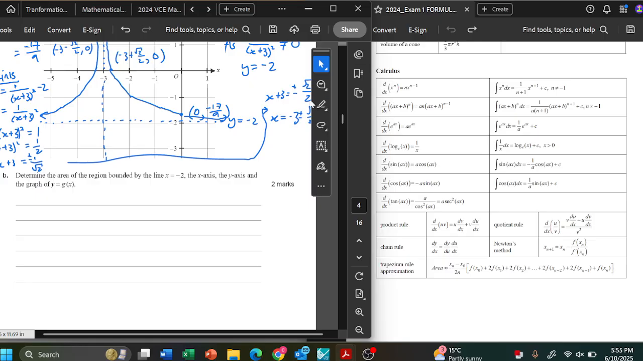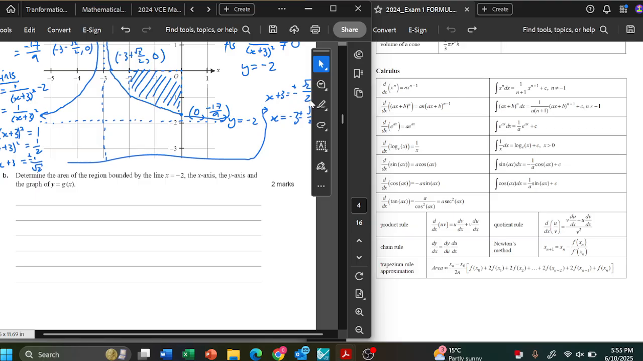So the next question is asking us to determine the area of the region that's bounded by the line x equals -2. So that's this line here, x equals -2, the x-axis and the y-axis. So that's this little shape right here. So we're trying to figure out what is the area of that shape there.